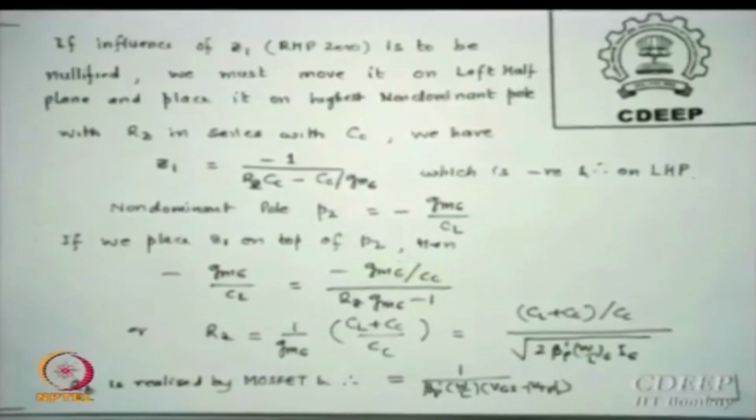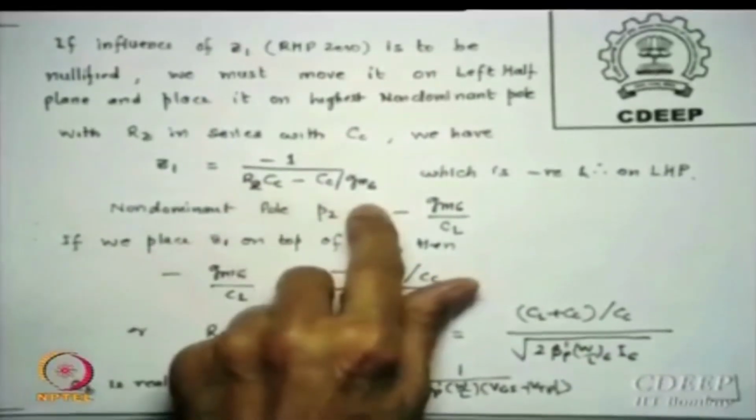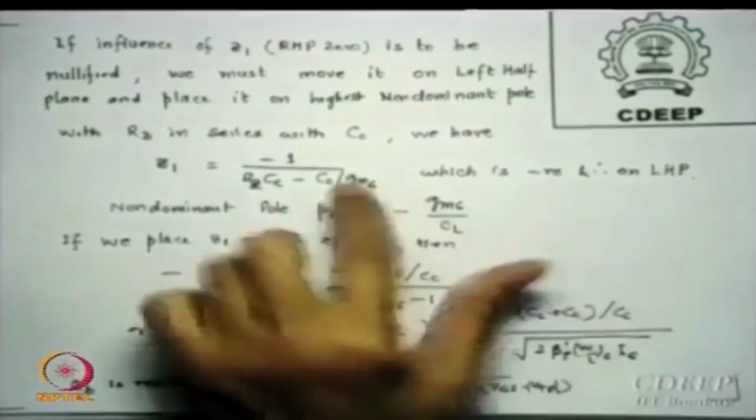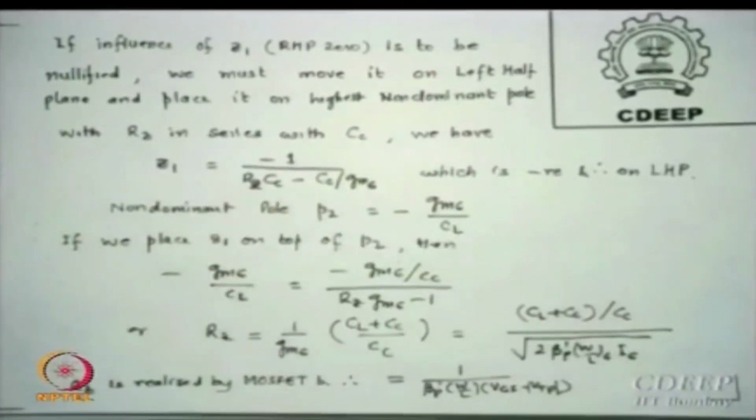Please remember, if RZ is larger only then this will go to left half plane. Smaller the RZ, this may be dominant than this, and in that case it will become positive 0. So a right half plane 0 can be shifted to left half by increasing RZ value. Is that clear to you?